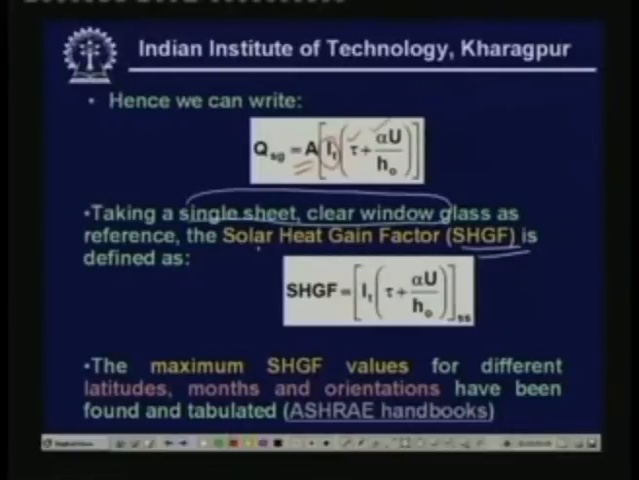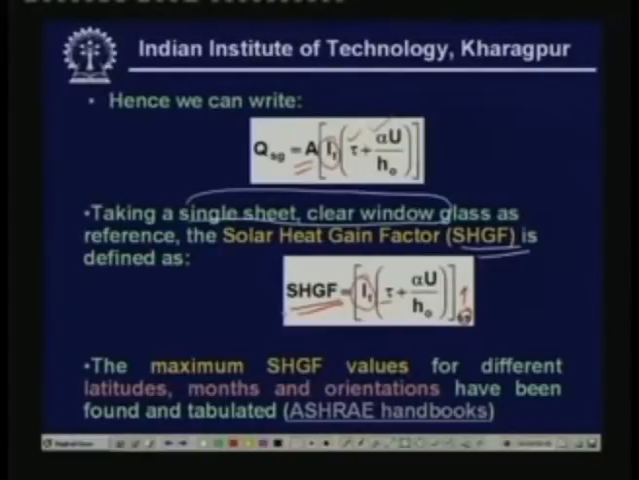So taking the single sheet clear window glass as reference, we define a solar heat gain factor as this. This is nothing but total radiation incident on the surface multiplied by within brackets tau plus alpha U by h naught, and the subscript SS stands for single sheet clear window glass. That means it is for the reference glass. You will see immediately what is the advantage of defining this. The advantage is that the maximum solar heat gain factor values for different latitudes, months and orientations have been found and tabulated. For example, ASHRAE handbooks give the maximum solar heat gain factors for different latitudes, months and orientations, etc.